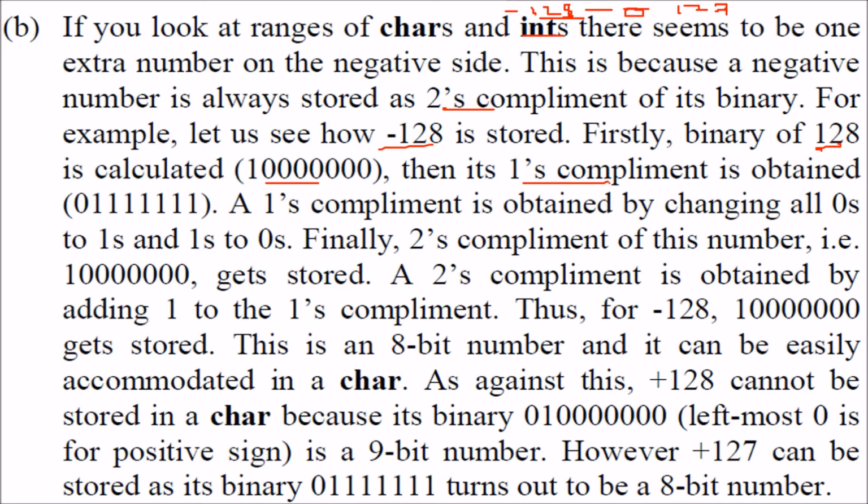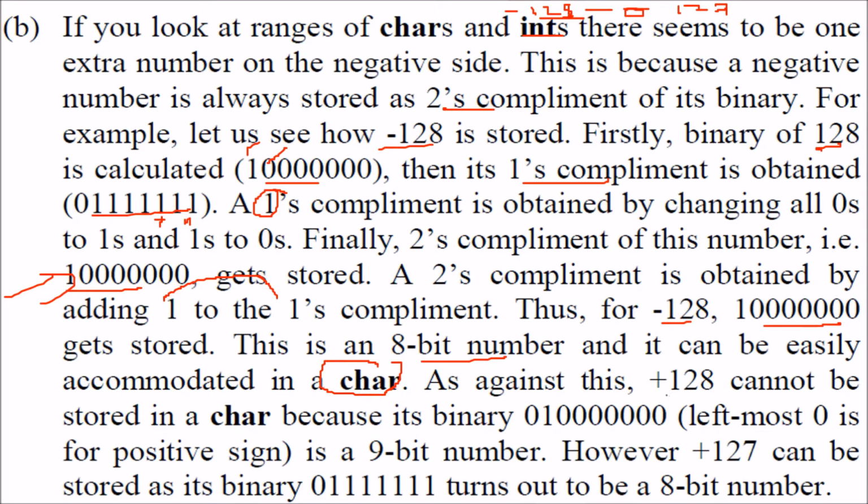Let us take the 1's complement, which is simply making 1 to 0 and 0 to 1. So this will be the 1's complement. For the 2's complement, the 1's complement is added with 1. So we just add 1 to this, and the 2's complement will be this. So this gets stored. A 2's complement is obtained by adding 1 to the 1's complement, and 1's complement is simply changing 0 to 1 and 1 to 0. So minus 128, this gets stored. This is an 8-bit number, and it can be easily accommodated because character is 8-bit.